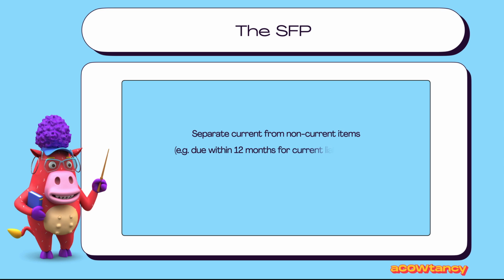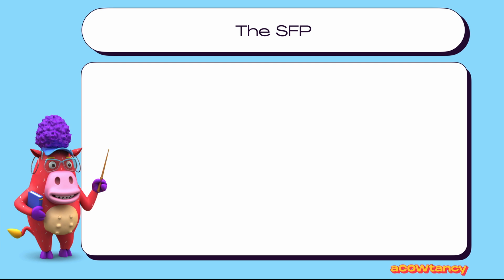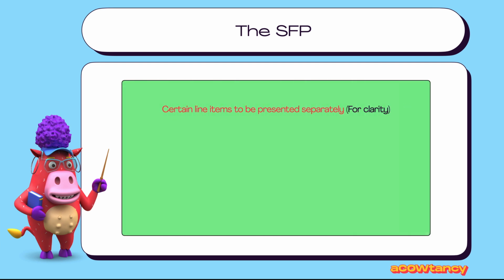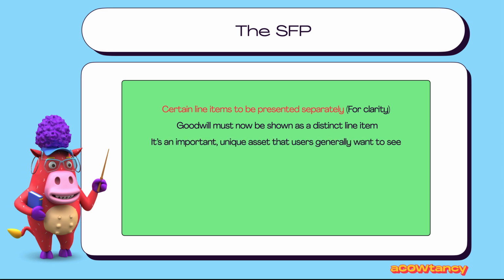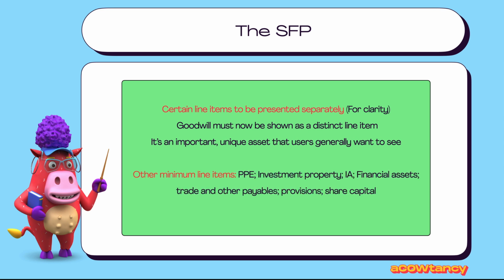SFP hasn't changed much. You've still got the 12-month split, current and non-current. That wasn't rethought in IFRS 18. One big change though is certain lines have to be presented separately, goodwill being one of those. So goodwill must now be shown as a distinct item because it's unique and generally users want to know it. Then you've got other minimum lines, PPE, investment property, IA, financial assets, etc. And I'll talk about them in a second. But basically, you're just making sure that the key categories of assets, liabilities and equity aren't mixed up at all. They're separated out to the minimum of PPE, investment property, etc.